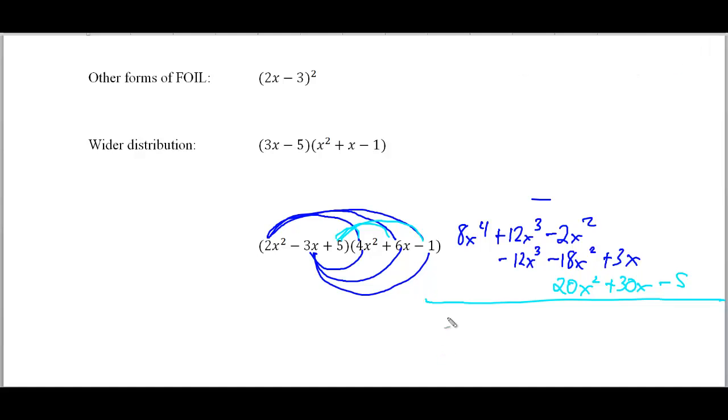Okay, my first term, my 8x to the 4th, didn't have anything below it, so 8x to the 4th. These x cubes, they are opposites, so they simplify to 0. These are also opposites. Negative 2 and negative 18 make a negative 20, which simplifies to 20x squared. The 3x and the 30x make 33x, and then minus 5. So my final answer is going to be 8x to the fourth plus 33x minus 5.